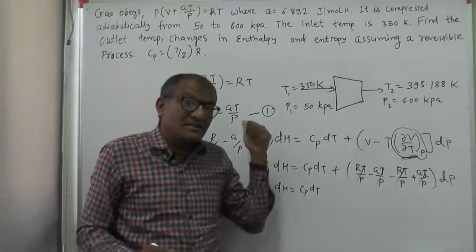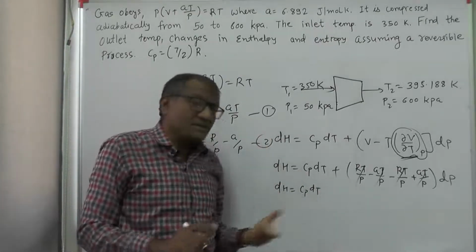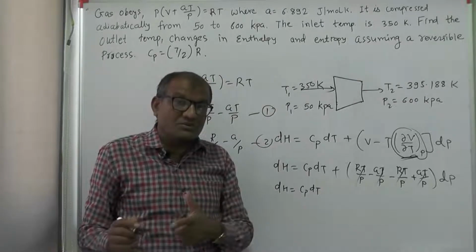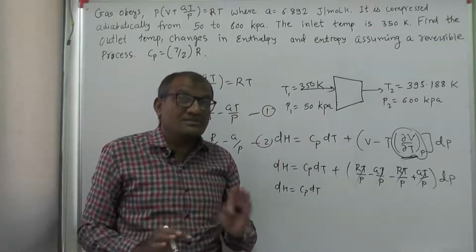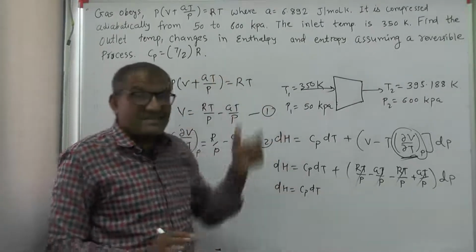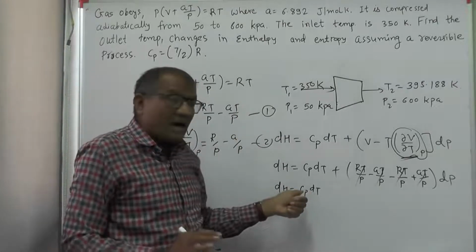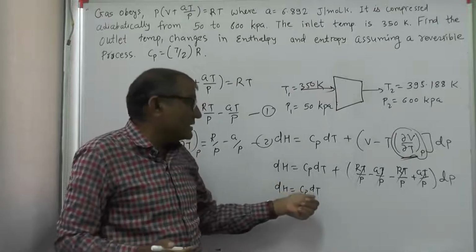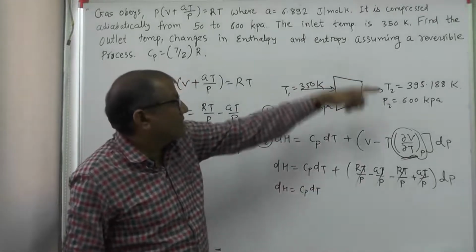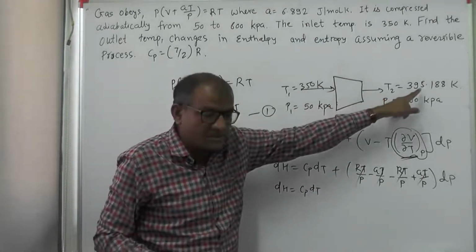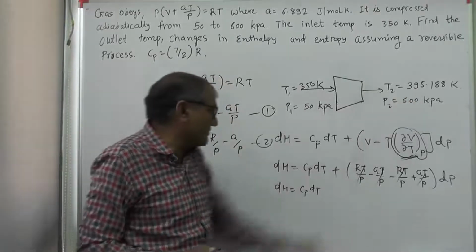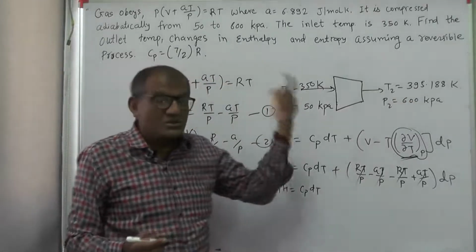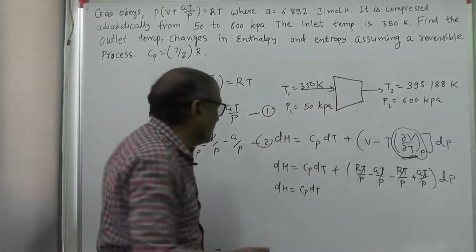Don't think that this is an ideal gas. In any case, if dH equal to Cp dT, we can't assume this is an ideal gas, because this gas is real. And how would this be different from the problem of an ideal gas? Here the temperature is different. So the temperature we got is 395.188 Kelvin. Earlier the temperature was constant or a different value.